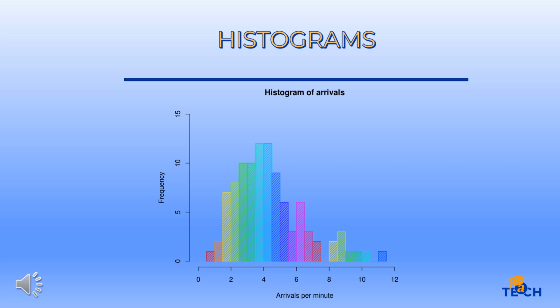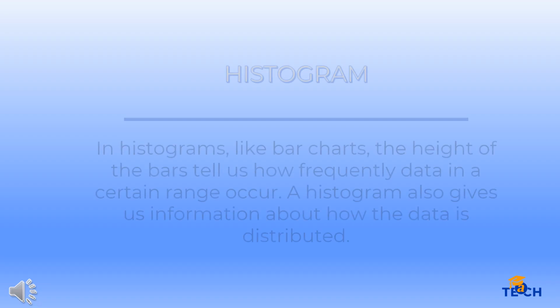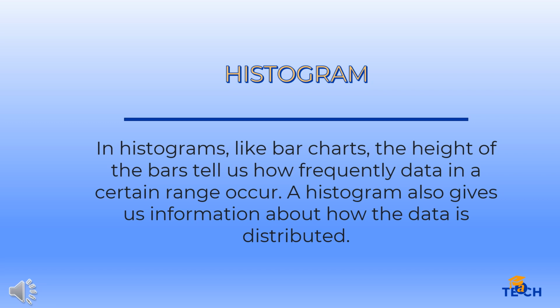Another categorical graphing method we can apply to the quantitative data is bar charts. When using bar charts for quantitative data, we squish the bars together so that they're touching and we call them histograms. The bars are squished together because the data are continuous, which means the values in one bar flow into the next bar, there's no separation like in our categorical bar charts. In histograms, like bar charts, the height of the bars tells us how frequently data in a certain range occur.